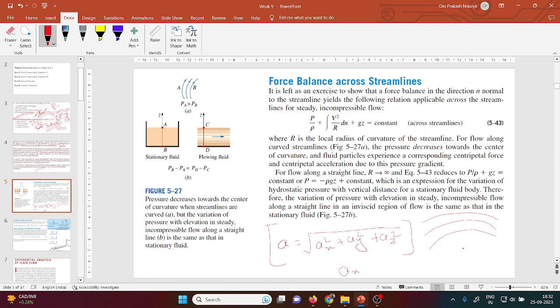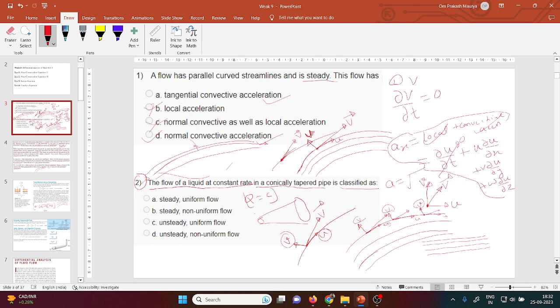Actually, I think the question might confuse you from here. The tangential acceleration means what? The flow along the streamline, that is this acceleration. But in your question it is already written that the flow is steady. You all know that steady flow means the flow at a particular time has no change.